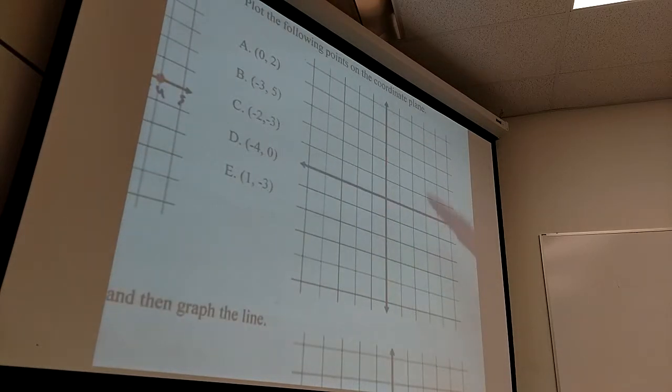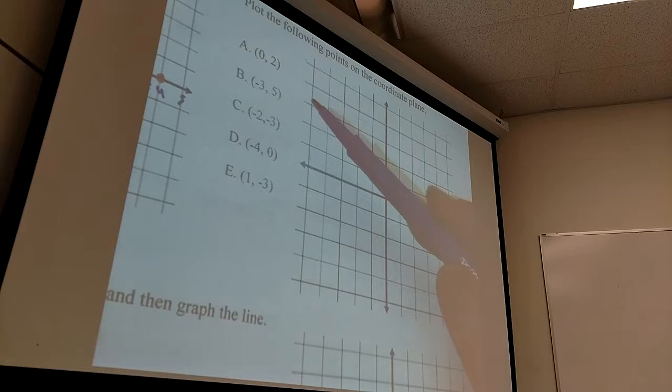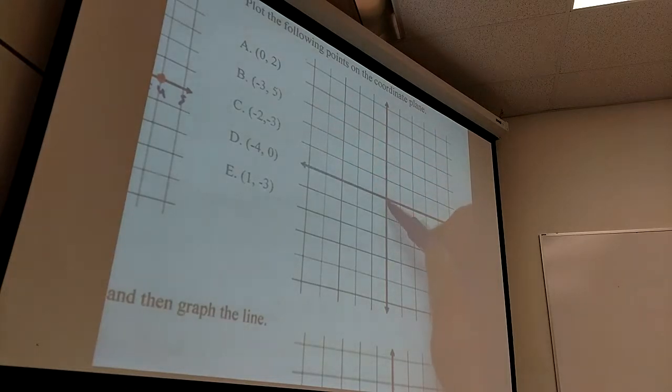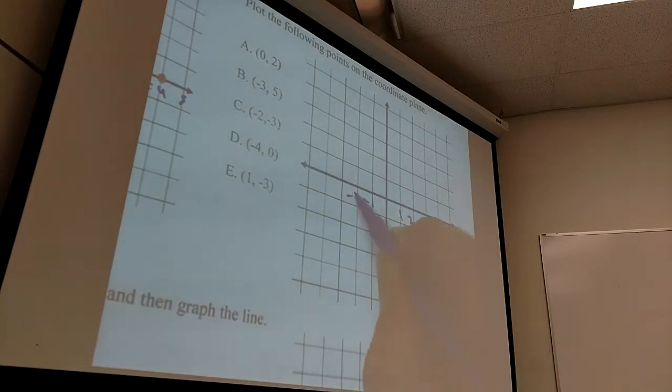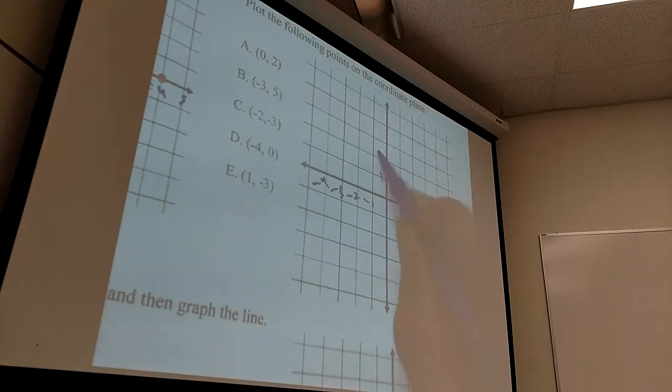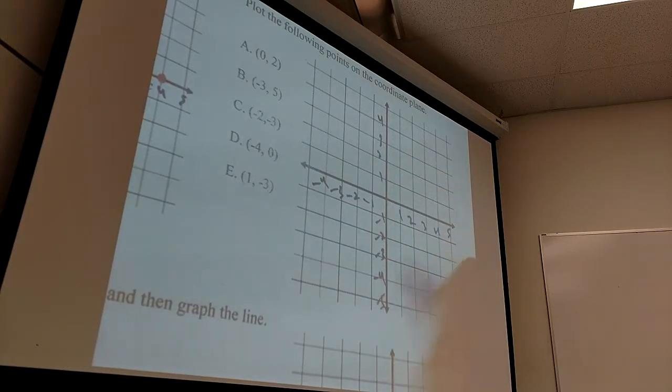All right. Now this is the opposite. This is you graphing it yourself. So 0, 2. Start in the middle. This is always the most exciting thing. All right. So stay here, and then go up 2. So that's A.